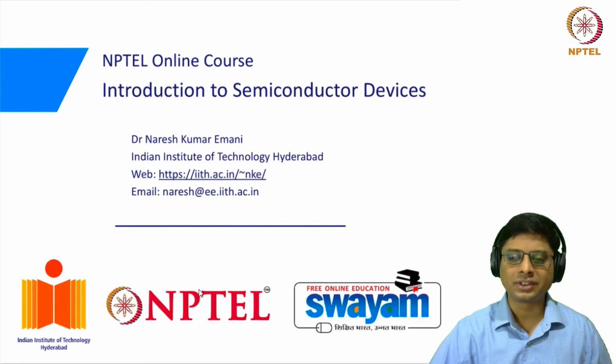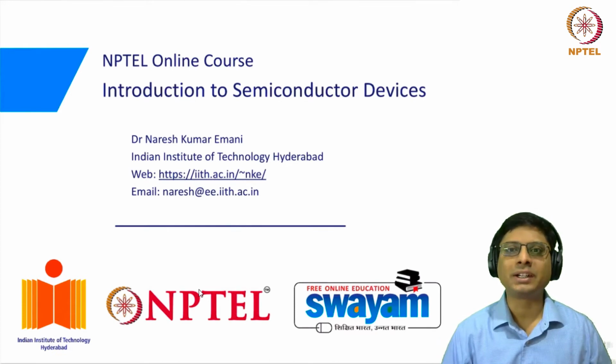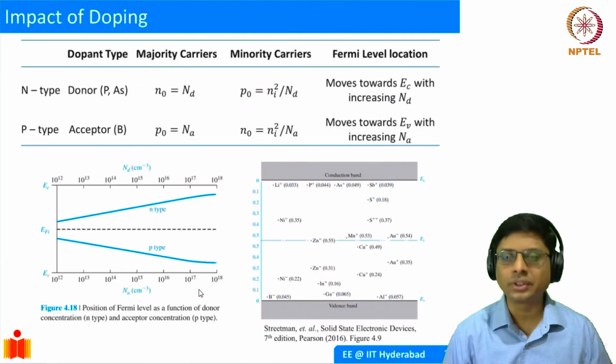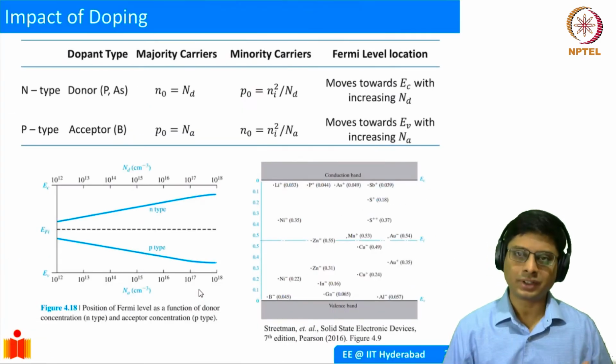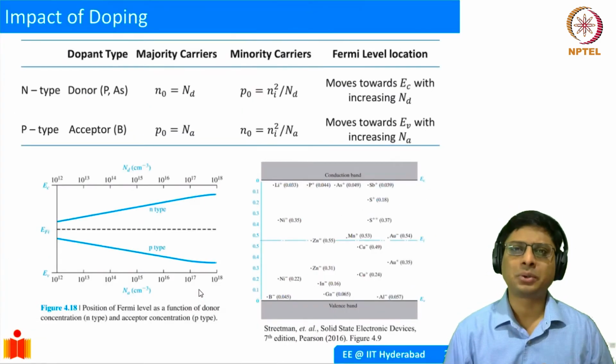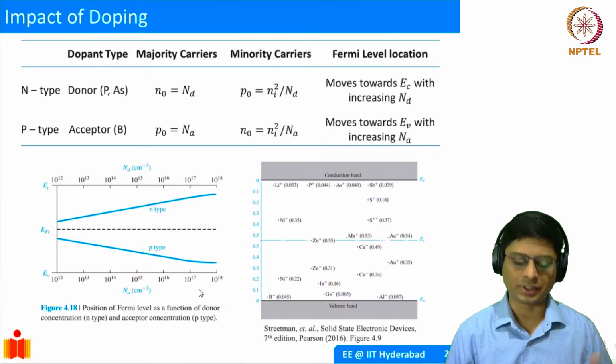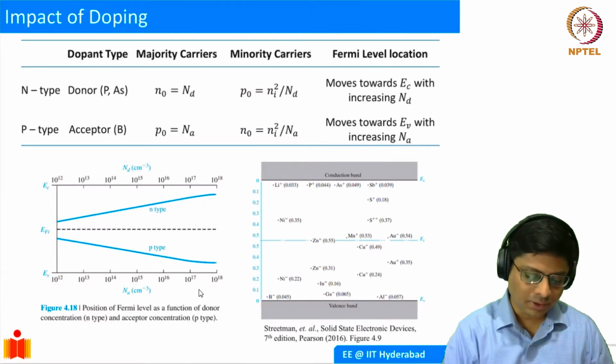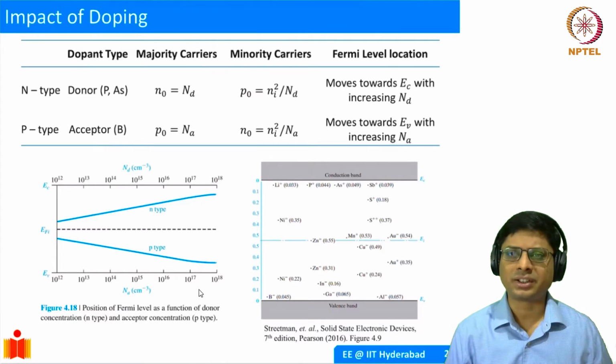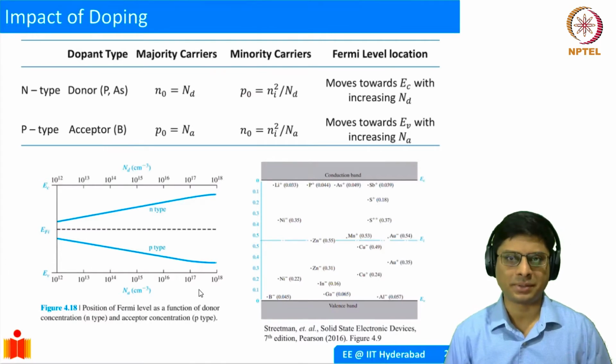In the last lecture, we introduced the concept of doping. We explained qualitatively what happens when we introduce dopants into the semiconductor, and then we talked about how the Fermi levels change in a semiconductor. So quick recap. We said that there are two types of semiconductors, N-type semiconductors and P-type semiconductors.